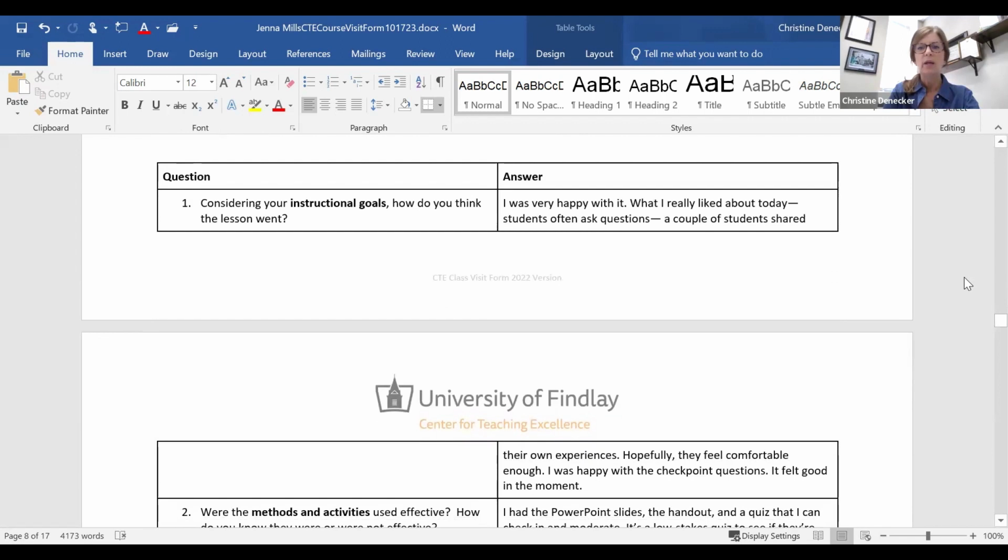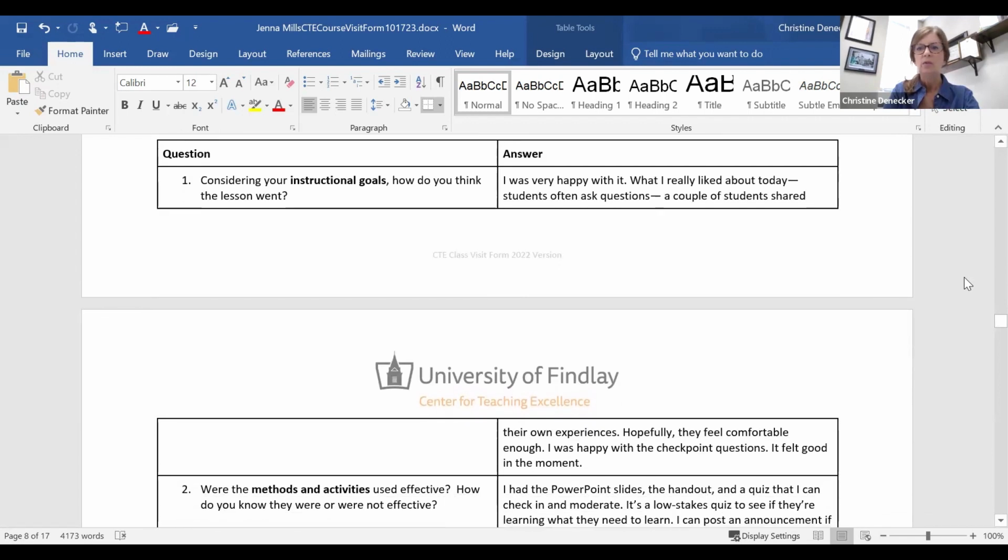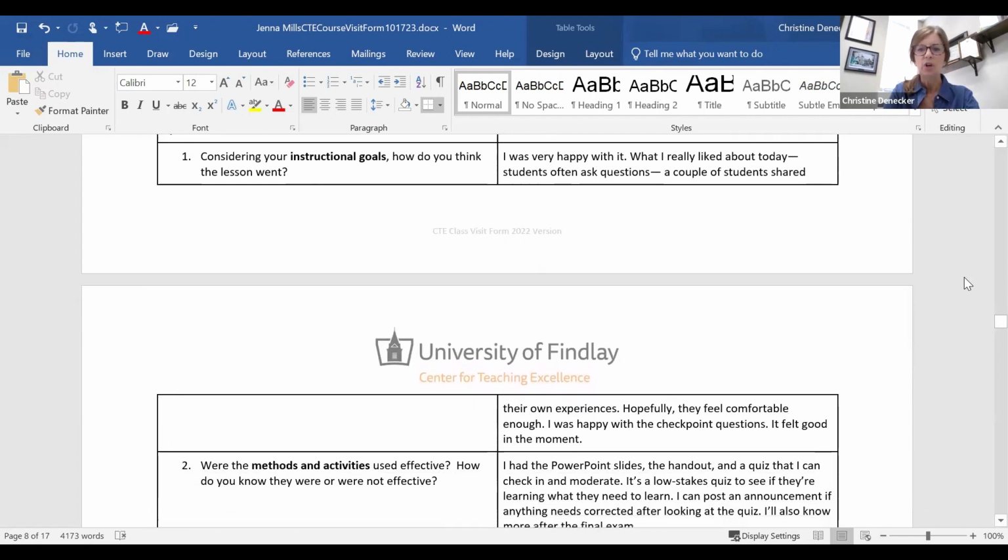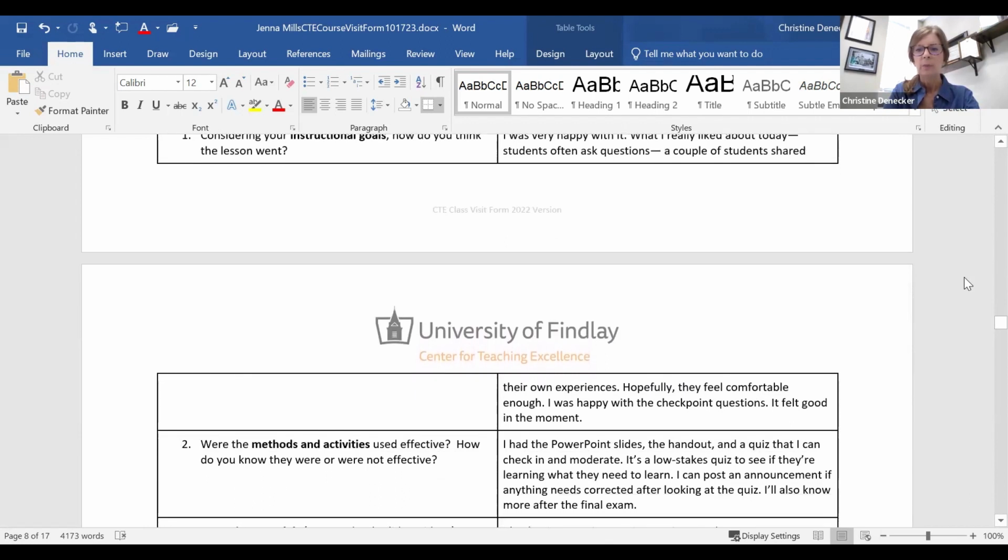How do you think the lesson went? She was happy with it. Students often ask questions. A couple of students shared their own experiences. She was happy with the checkpoint questions. She felt good in the moment.